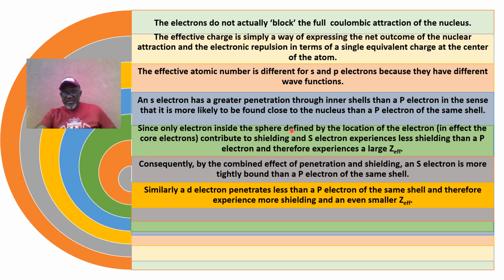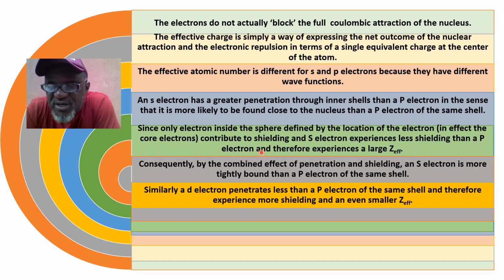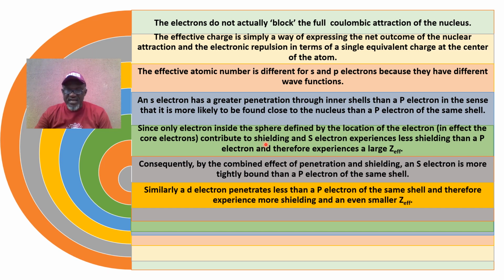Since only electrons inside a sphere defined by the location of the electron contribute to shielding, the s electron experiences less shielding than a p electron. So an s electron is more penetrating and experiences less shielding. Consequently, by the combined effect of penetration and shielding, an s electron is more tightly bound than a p electron of the same shell.